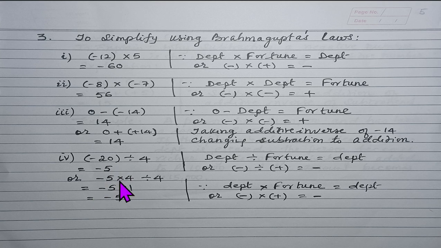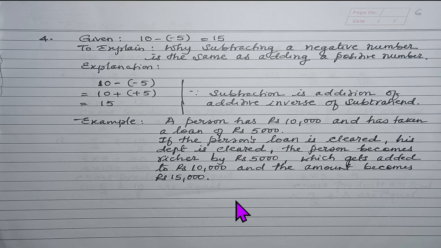Minus 20 can be written as minus 5 into 4, and divided by 4, the 4 and 4 will cancel, so we get 1. Therefore minus 5 is the debt, 1 is the fortune, and therefore debt into fortune is again a debt, which we already know by Brahmagupta's laws, and therefore the answer is minus 5. Remember that. Now we are given an example here that 10 minus of minus 5 is equal to 15.